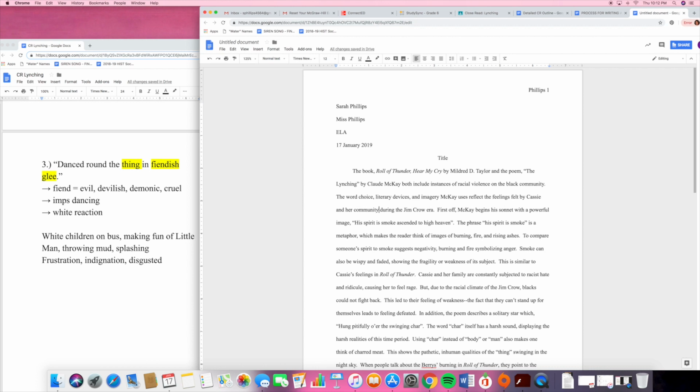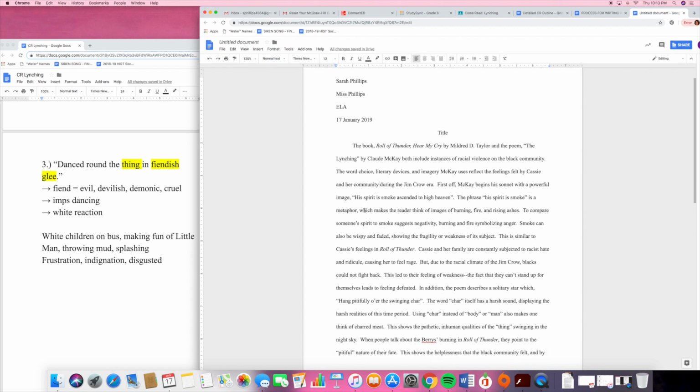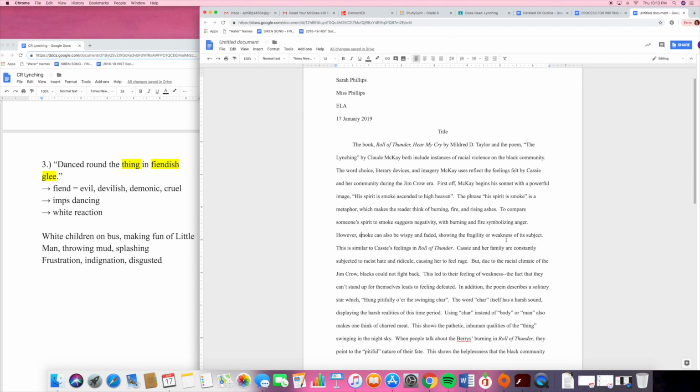Fine. All right. First off, McKay begins the sonnet with a powerful image. Quote, his spirit is smoke ascended to high heaven. The phrase, his spirit is smoke, is a metaphor which makes the reader think of burning, fire and rising ashes. To compare someone's spirit to smoke suggests negativity, burning and fire symbolizing anger. Smoke can also be wispy and faded. However, smoke can also be wispy and faded, showing the fragility or weakness of its subject.